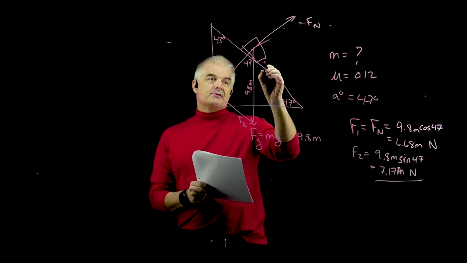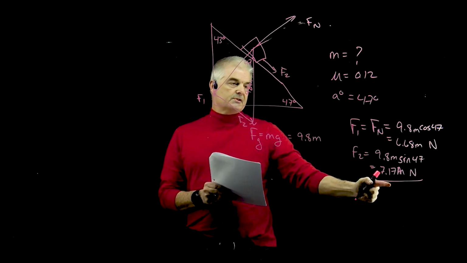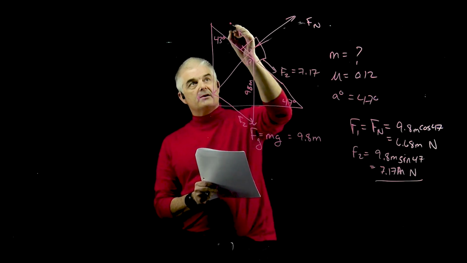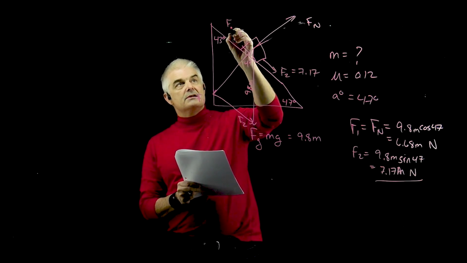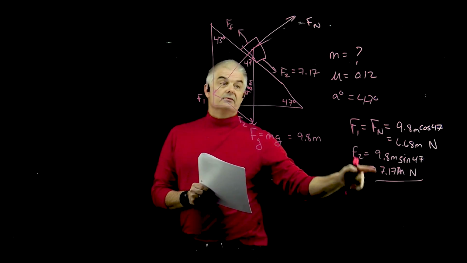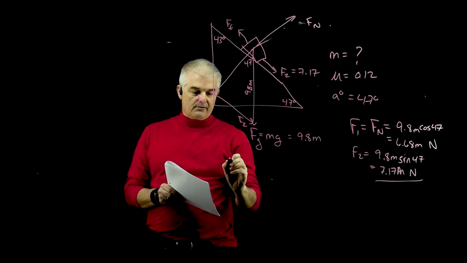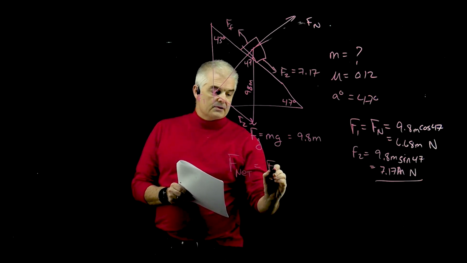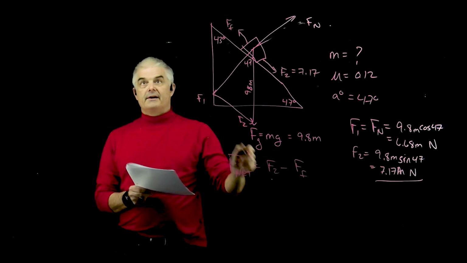So remember, F2 is the force pushing down. So this is 7.17. But the force pushing back here is not F1, it's the frictional force. So remember the net force, which is F2, or the force pushing downward, minus the frictional force is the net force. So F net is F2 minus FF, but I have to find FF, so let's do that.